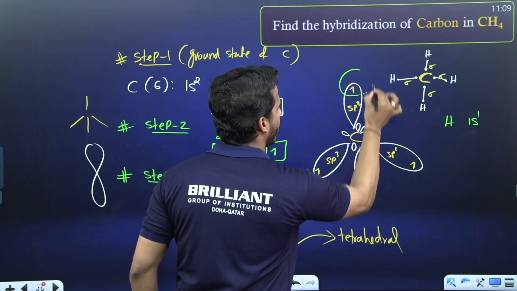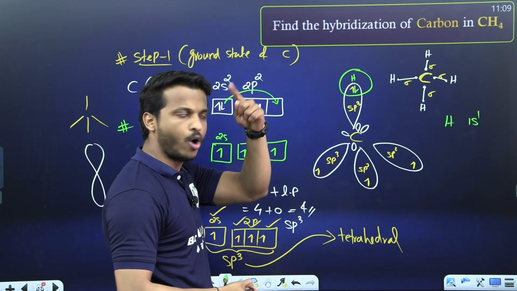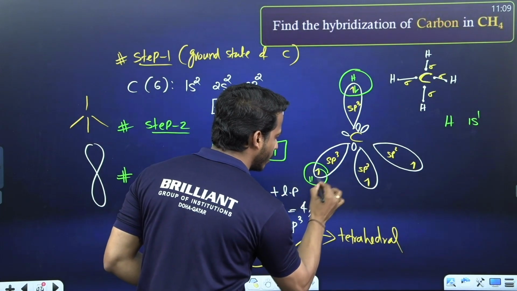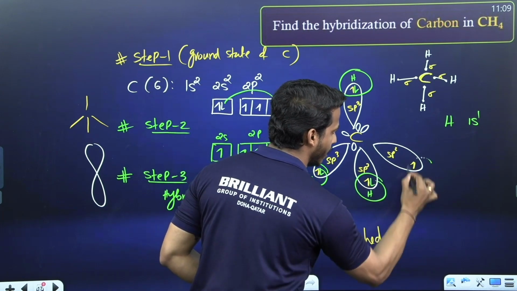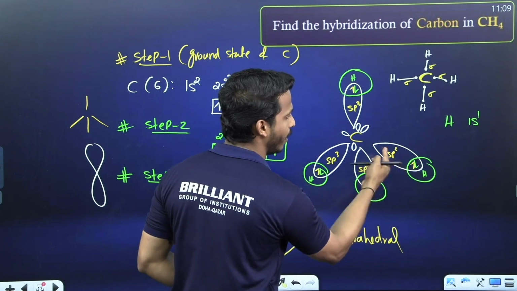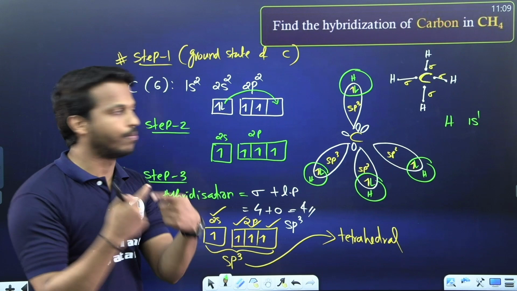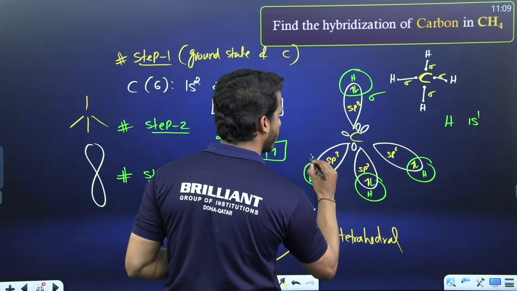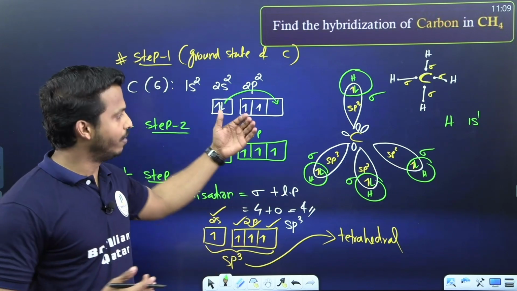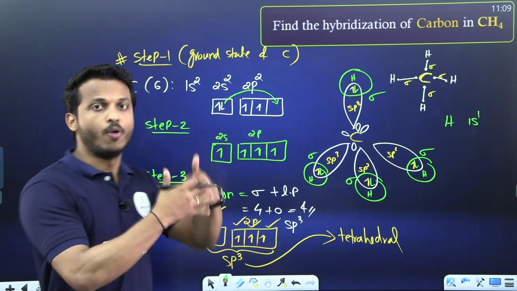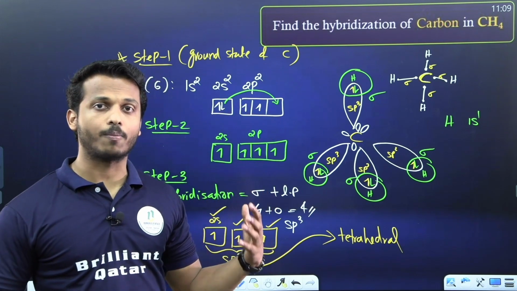So hydrogen comes with its s orbital, it gives its 1 electron, and they form a bond. Similarly, total 4 hydrogens form bonds with the s orbital and p orbitals. When they make a head-to-head overlap, you will get a sigma bond. So these are the 4 sigma bonds created by carbon and hydrogen. This is the way you have to explain the hybridization of carbon in methane.